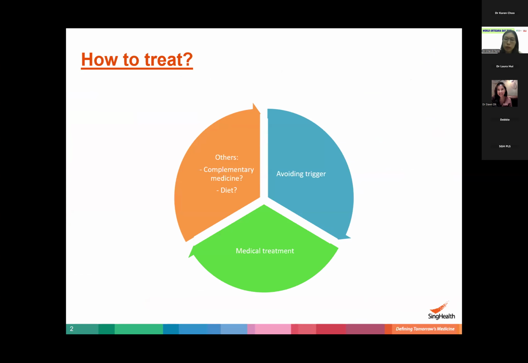Trigger, usually in the case of inducible urticaria, so avoiding the trigger is one important aspect of the treatment. Number two, if it still happens despite avoiding the trigger, also in the spontaneous type where it just happens without a trigger, then medication is necessary. And the third component is, I think, something a lot of us will be wondering: whether there is more than just medication. Is there anything else in the realm of complementary medicine or diet that can actually help change the disease?